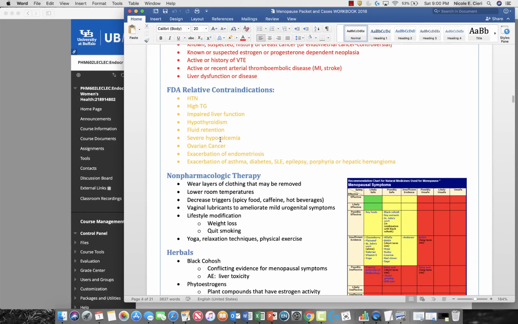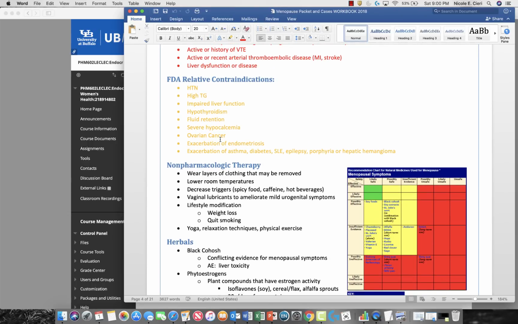Additionally, there are a number of different relative contraindications. These would really only come into play if a patient had several of them. So if a patient, say, had several different relative contraindications, I would consider that almost equivalent to an absolute contraindication.